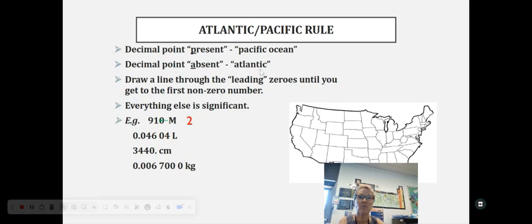The second one, decimal point absent or present? It's present. So I'm going to start at the left side this time. That's the Pacific. Cross out all zeros, begin counting at the first whole number digit, and count the rest. 1, 2, 3, 4. 4.